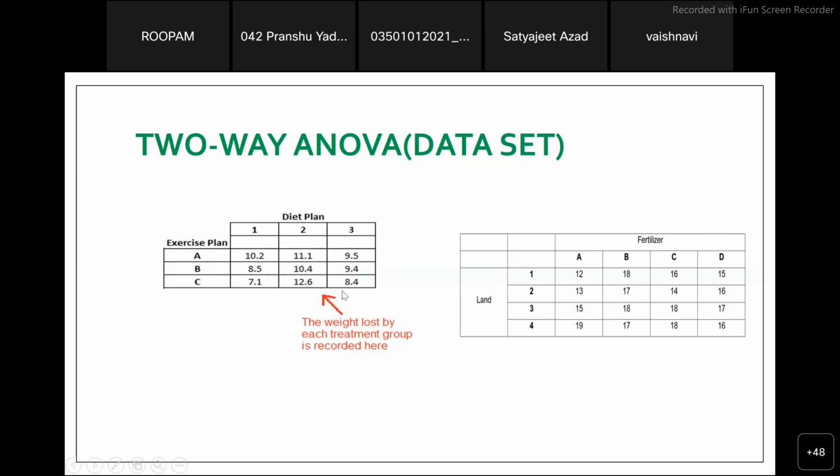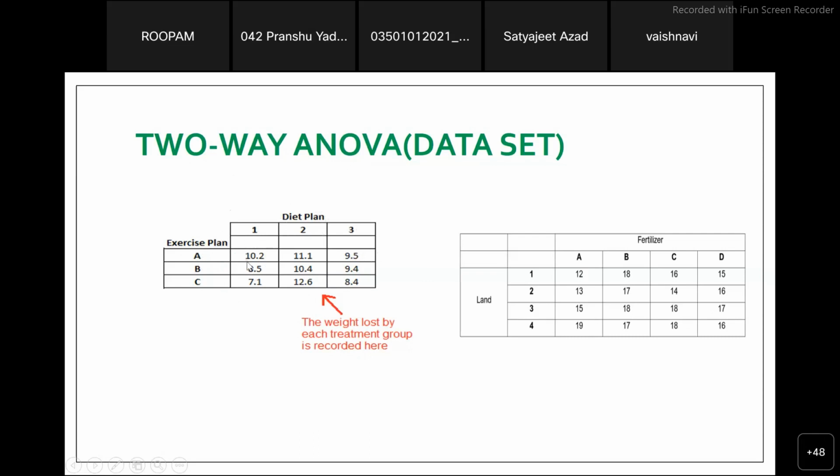So now they want to check whether there is some significant difference or not. Why not I just continue with diet plan 1 and exercise plan A? Why should I use these 2 and 3? They just try to check whether there is some significant difference or not. So in a two-way ANOVA, one factor is diet plan and the other factor is exercise plan. Both are categorical, but your response variable is a continuous one.